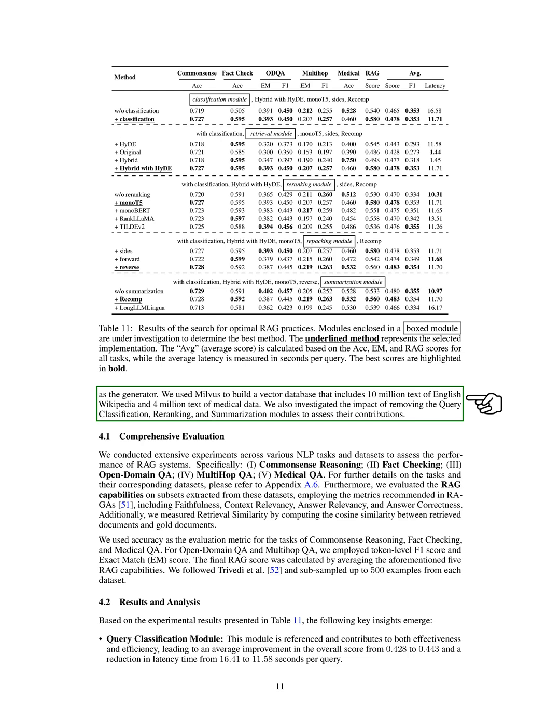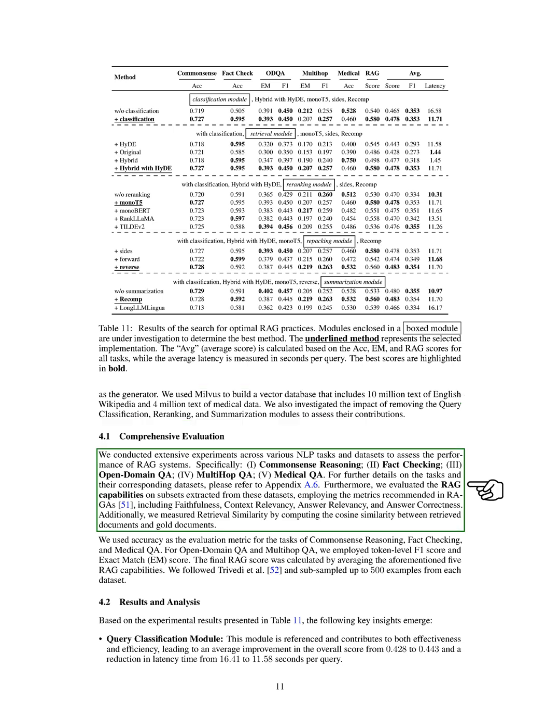We built a vector database using Milvus, including 10 million English Wikipedia texts and 4 million medical data texts. We also studied the impact of removing query classification, reranking, and summarization modules to understand their contributions. We conducted extensive experiments across various NLP tasks and datasets to evaluate the performance of RAG systems, including common sense reasoning, fact-checking, open domain QA, multi-hop QA, and medical QA.